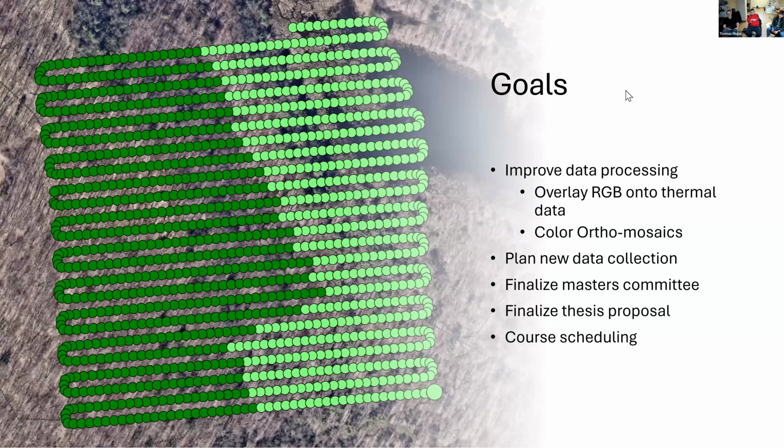Yeah. Awesome. So, goals: improve data processing. We talked about overlaying RGB onto the thermal data to try to create a better reconstruction. I would like to find a way to color the orthomosaics, because the way the pictures showed up are really cool with the orange and blues. That was really cool. And then new data collection at some point would be cool, and then finalize master's committee, finalize thesis proposal, and then just work on course schedule, because I want to take the advanced remote sensing course in semester two.